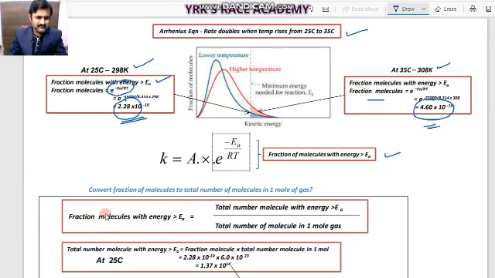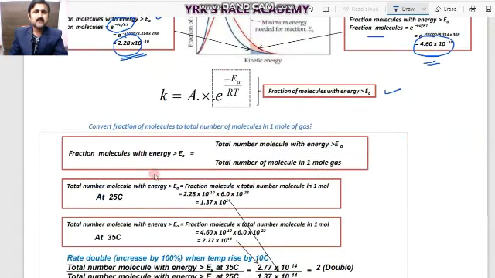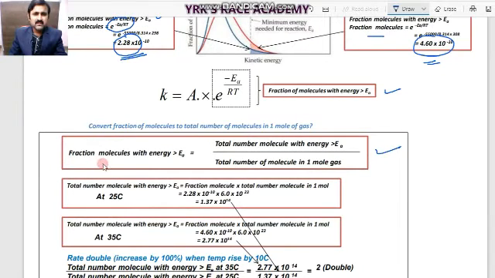Whenever we convert the fraction of molecules to the total number of molecules in 1 mole of gas, how can it be observed? See here, this is the mathematical version. The fraction of molecules with energy greater than EA is the total number of molecules with energy greater than activation energy divided by the total number of molecules in 1 mole of gas. At 25 degrees Celsius, this was observed. We multiplied by the Avogadro number and got the total number of molecules with energy greater than activation energy.